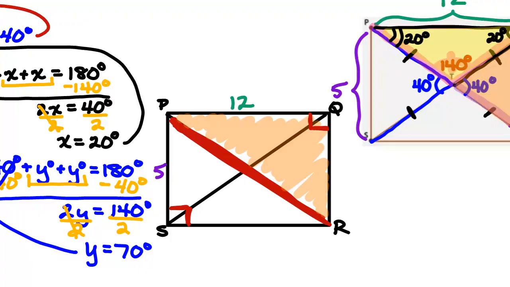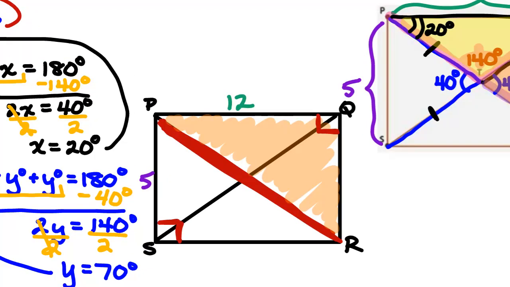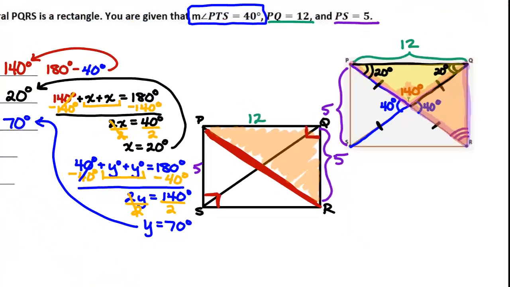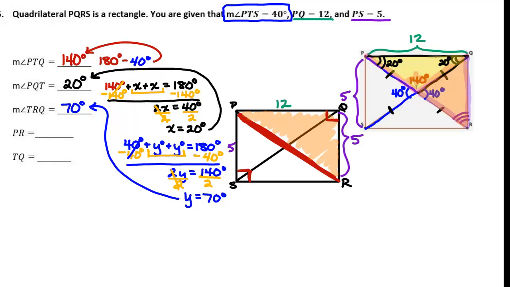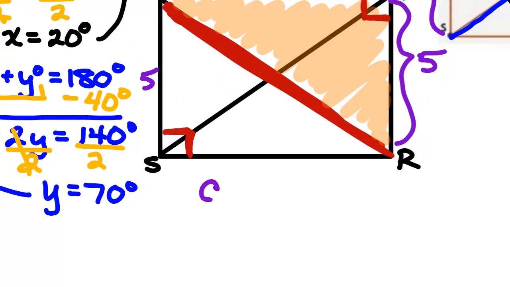How big is QR? How big is this? 5, because it's the same as the side that it's opposite from. So I have a right triangle where I know 2 of the sides. We just came out of a unit where we talked about how to do this. How do I find the hypotenuse here? A squared plus B squared equals C squared.